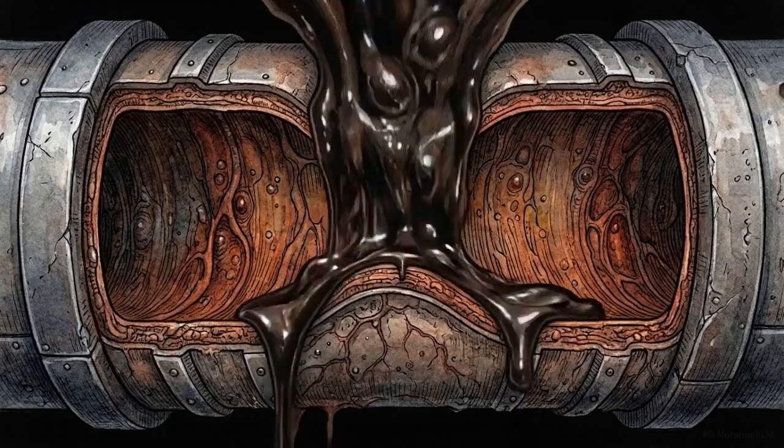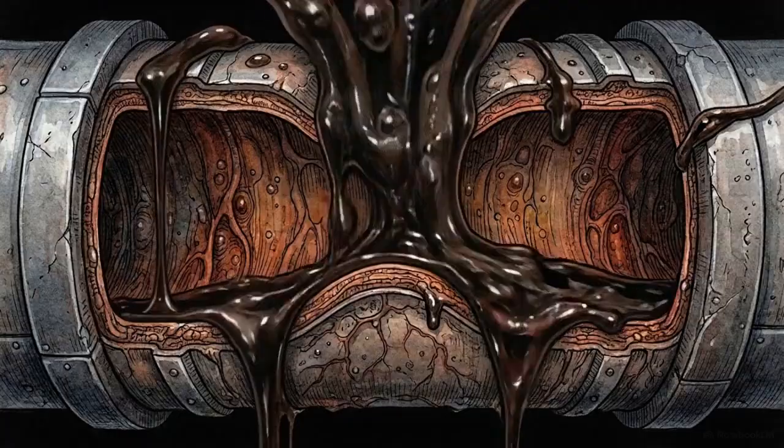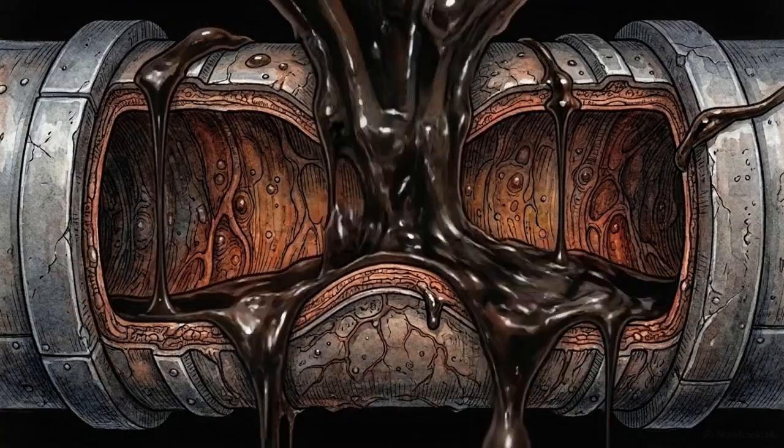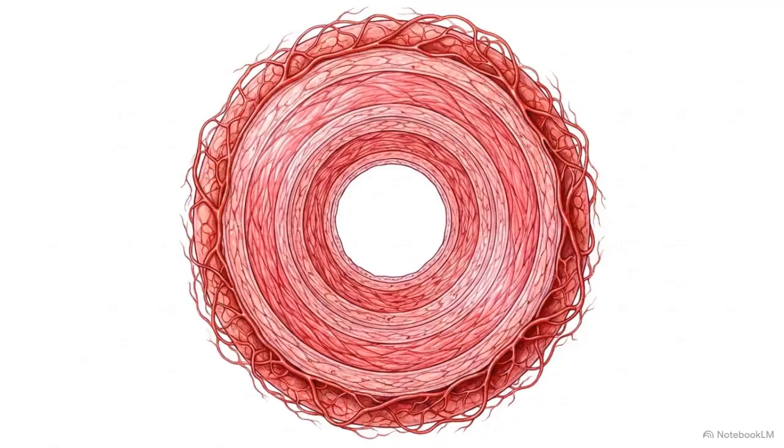For decades, we have pictured heart disease exactly like this, a rigid metal pipe slowly clogging with sludge. This imagery suggests an obvious cure. A treatment simply needs to scrub that gunk away to widen the channel. Real human arteries are dynamic, living tissue.